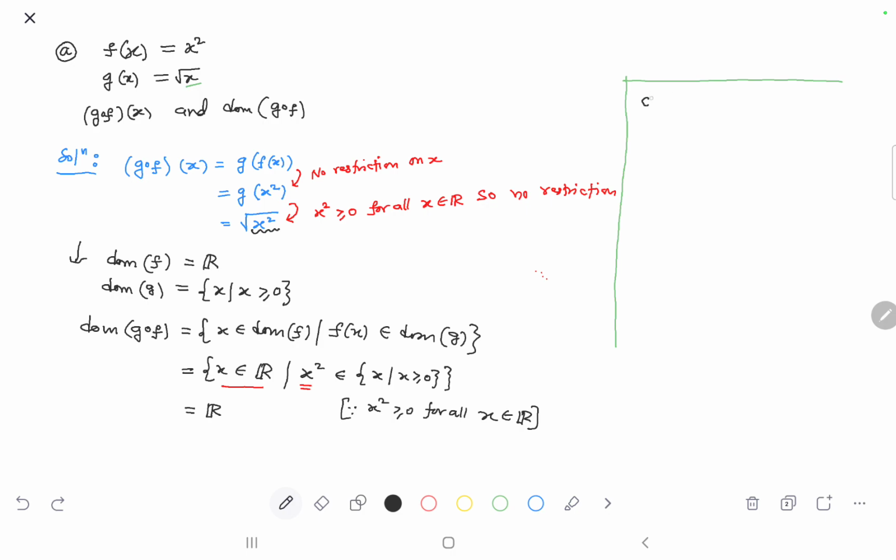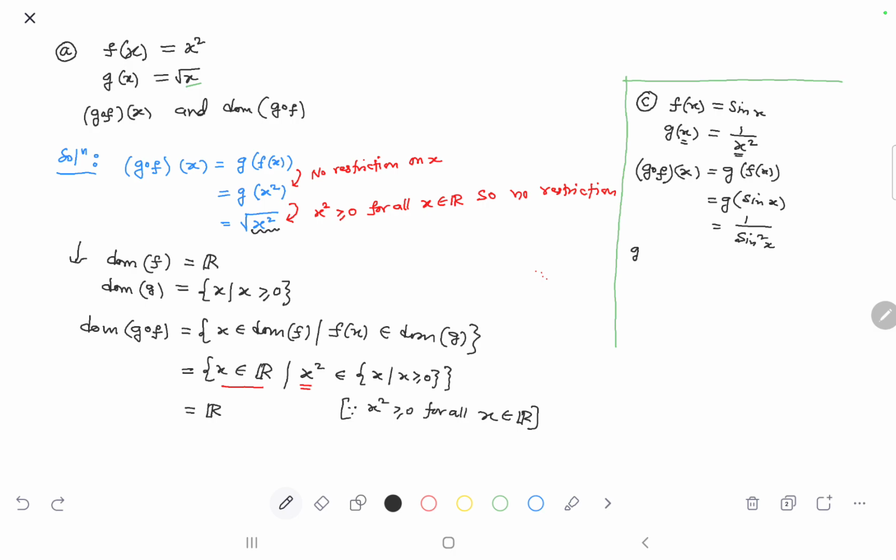For C, you did it correctly. If you look at C, what is F(x)? F(x) is sin x, right? Very good. What is G(x)? 1 over x squared. Yes. So, let's calculate the formula for G composition F applied to x. So, G of F of x. F of x is sin x. Now, G(x) is 1 over x squared, so if you take sin x, then 1 over sin squared x. This is the formula for G composition F.